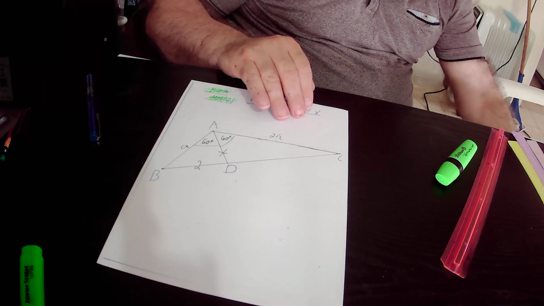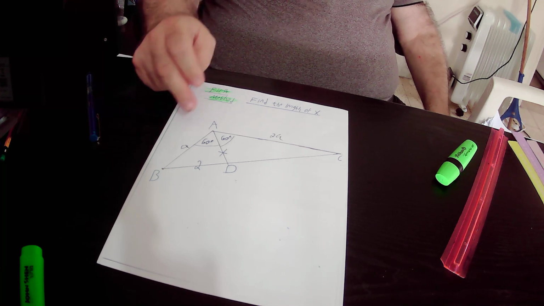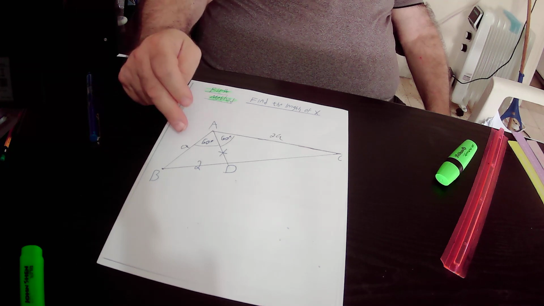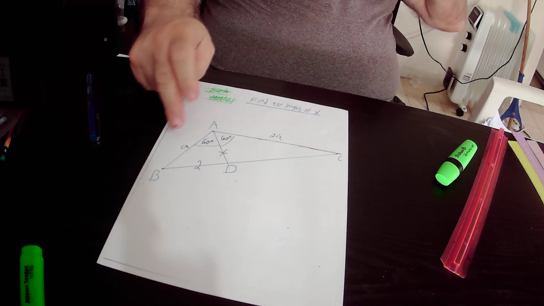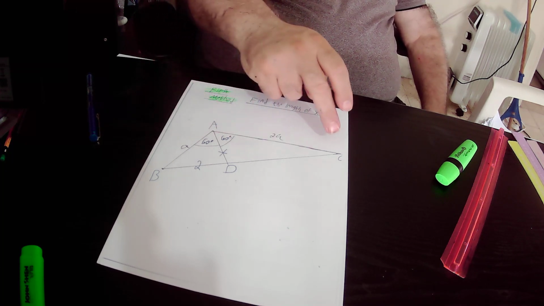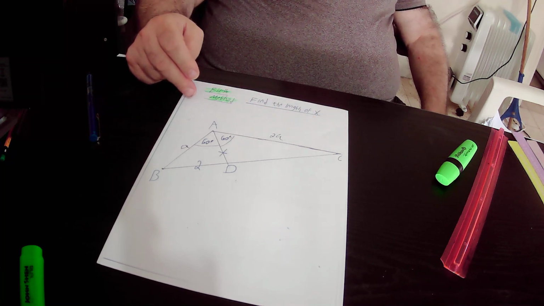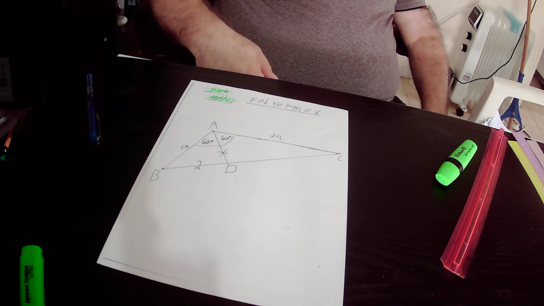In the second question, we have here triangle ABC, line segment BD equals 2 units, side AB equals A units, side AC equals 2A units, angle BAD equals 60 degrees, and angle DAC also equals 60 degrees. And we want to find the length of line segment AD that is equal to x.